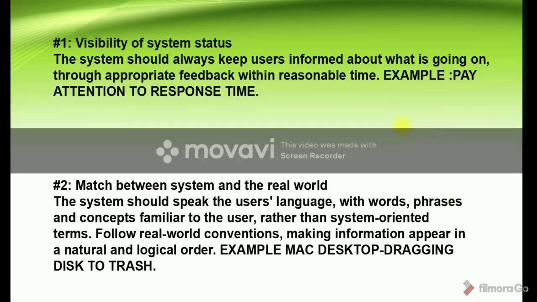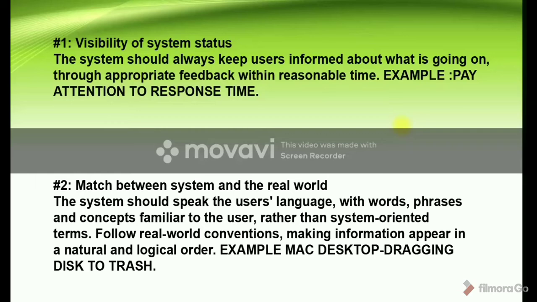First, number one, visibility of system status. The system should always keep users informed about what is going on through appropriate feedback within reasonable time. Example, pay attention to response time.